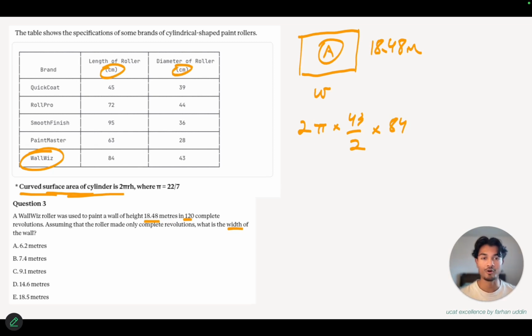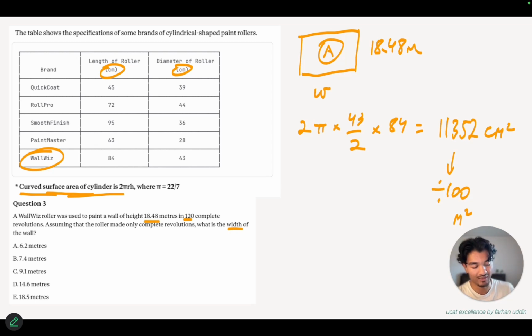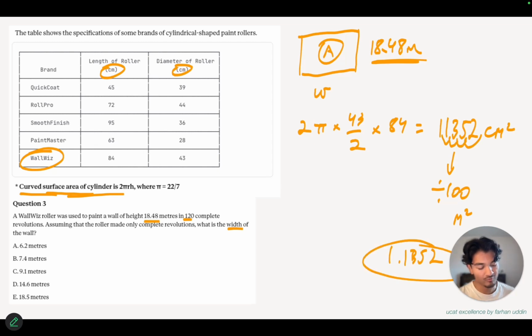Don't make that mistake of having this centimeter squared value, dividing it by 18.48, and then wondering why we're not getting the number that we want. And in this case, we get the number of 11352 centimeters squared. Here, I'm just going to divide by 100 squared to get meters squared. The reason I'm doing that is because the next step is to find the width, because we've got the area now, and I want to be dividing a meter squared by a meter value so that my calculations are easier. So if we do that, we get 1.1352.